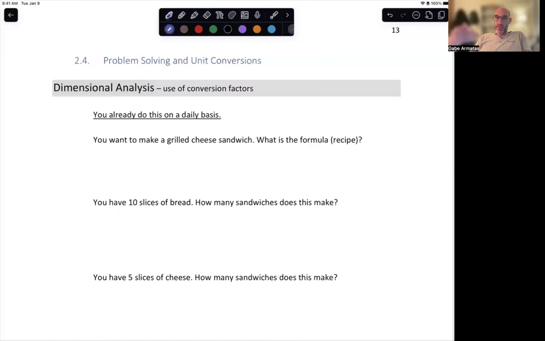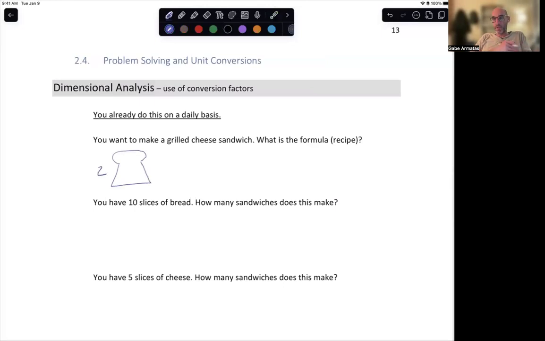It's just a matter of using it in a mathematical context and not just figuring it out in your brain, because it's going to get much more complex. So, if you wanted to make a grilled cheese sandwich, what's the formula for making a grilled cheese sandwich? Okay, so certainly we're going to need 2 slices of bread, because no one's going to use more slices of bread than that.